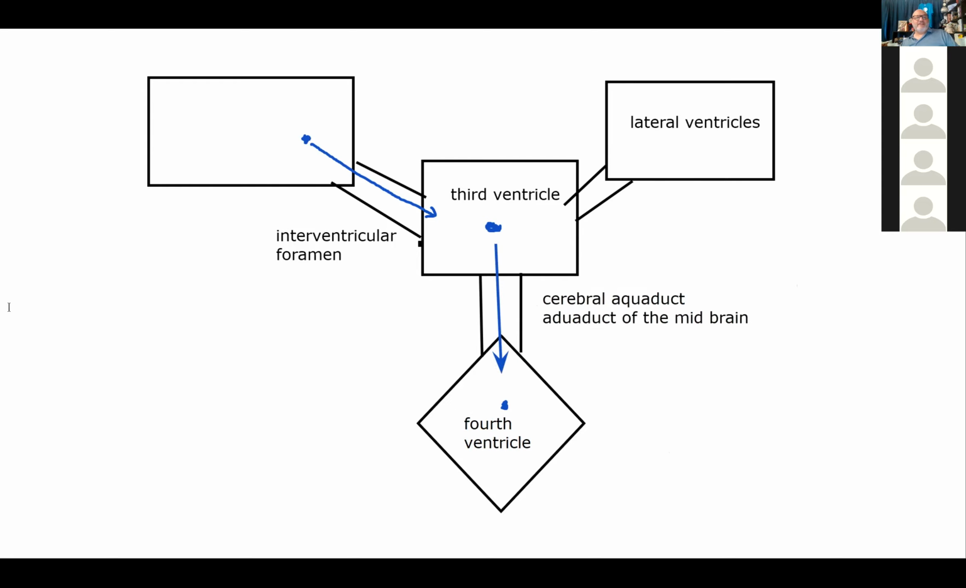But here in the fourth ventricle is where we have choices. There is only one way in. And what was that one way in? Cerebral aqueduct. But there are 4 ways out.